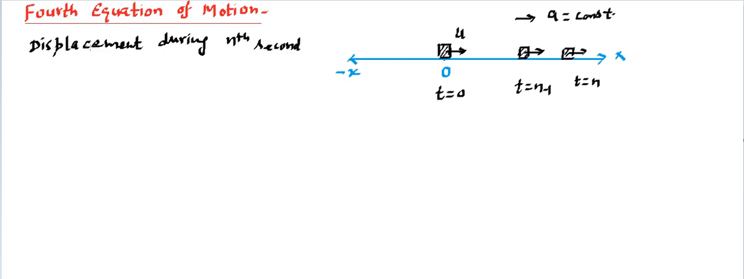So this talks about the displacement of a particle during the nth second. We will be writing it as xn. When we write xn, it means the displacement during the nth second. What is the meaning of the nth second? It's the second which starts from t equal to n minus 1 and lasts up to t equal to n. So from n minus 1 to n, this time duration is of 1 second, and that 1 second is known as the nth second.